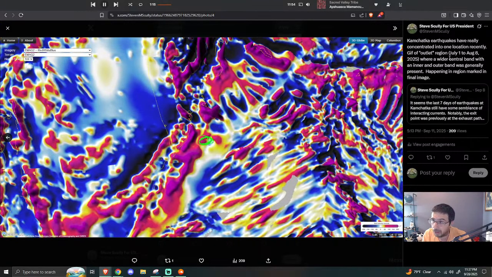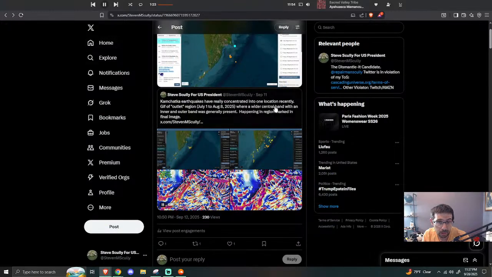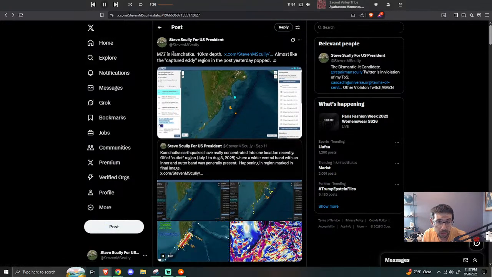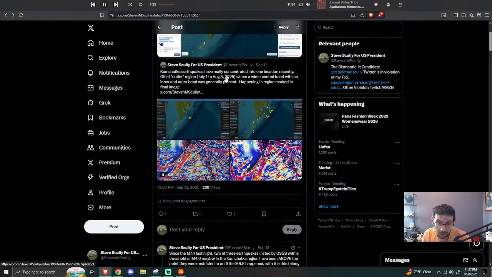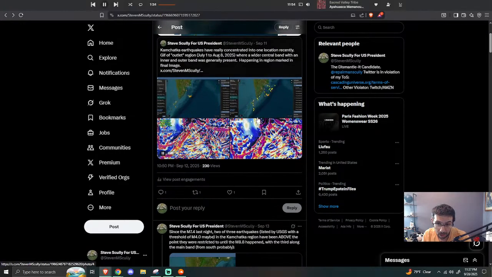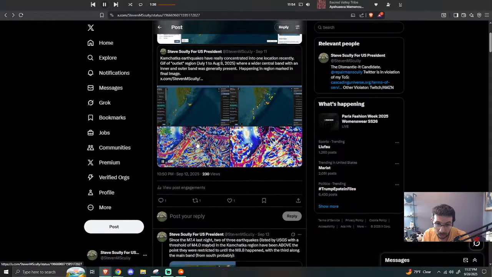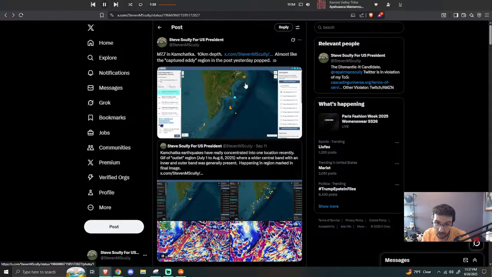I don't know what I was circling there. Maybe where an earthquake happened. Probably where this 7.7 was. But then the next day, after this eddy at this structure, 7.7. I'd say that's pretty predictive.